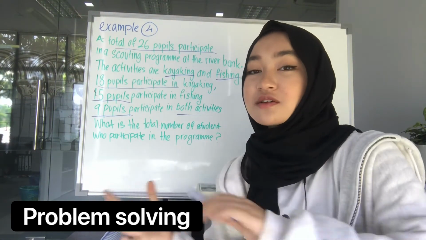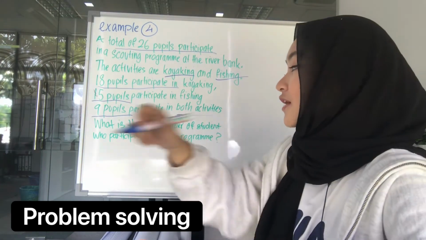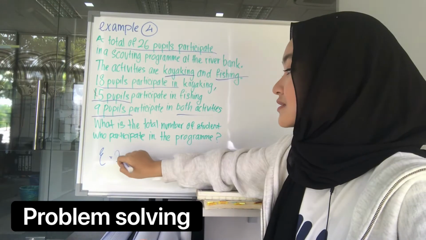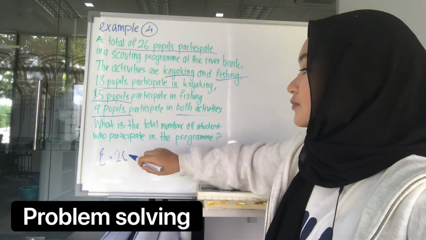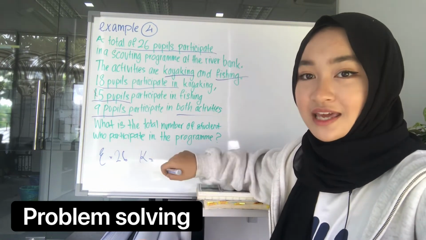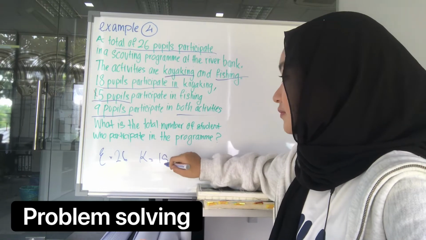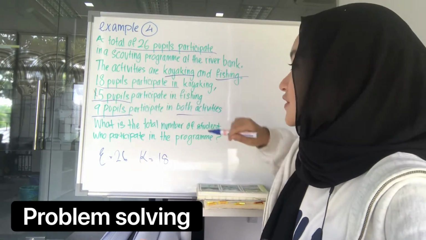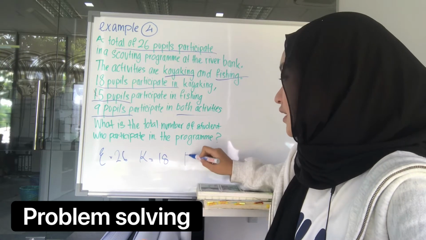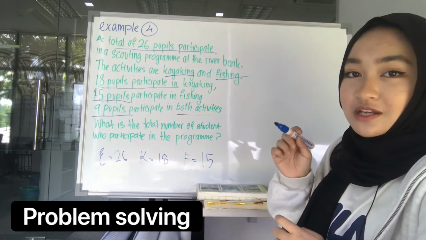So as I said, first understanding the problem. Second, planning a strategy. You have to find the universal set. Universal set is 26. The first set is kayaking, so I label it as K. So kayaking, there is 18, and there are 15 people who participate in fishing, so I label it as F. So there are 15 people participate in fishing.